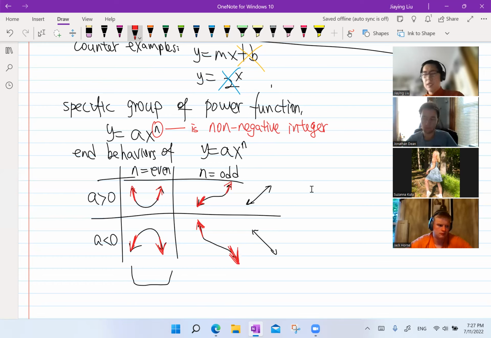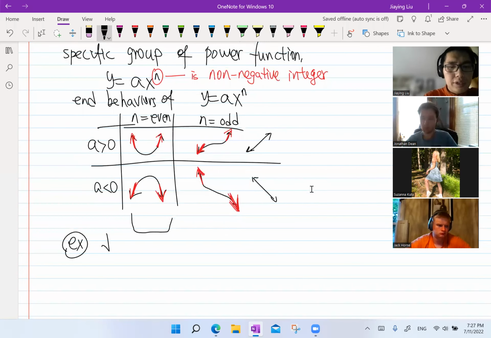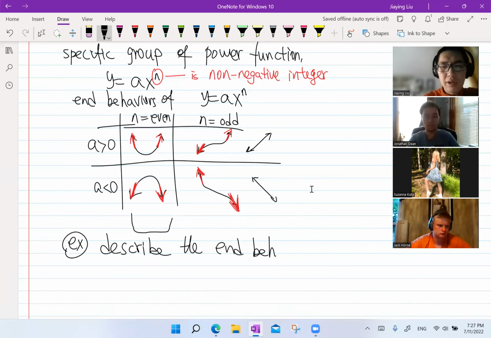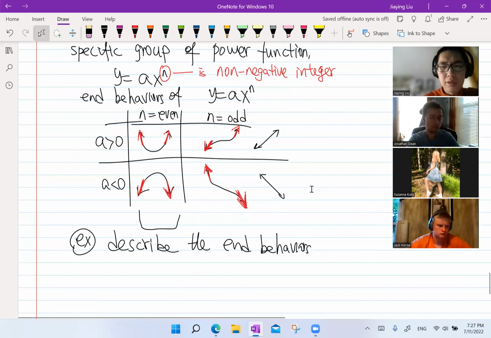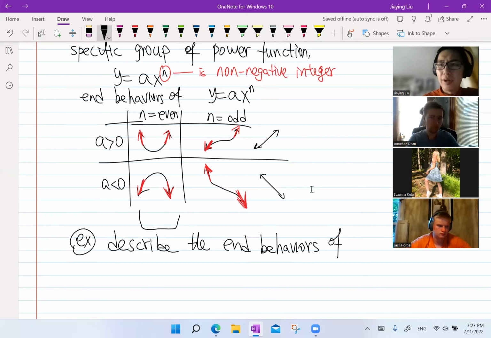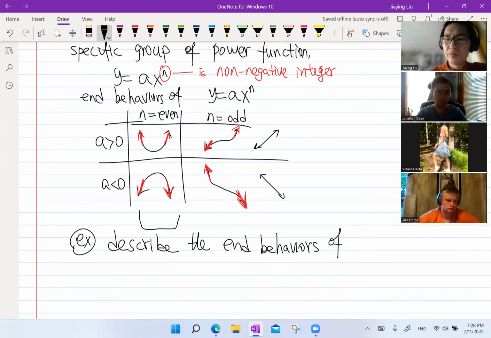And here's an example. Describe the end behavior of f of x equals negative x to the 9th power. Oh, sorry, I don't know why I said negative 9. It's x to the 9th power.